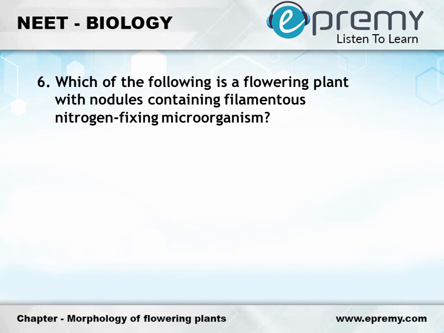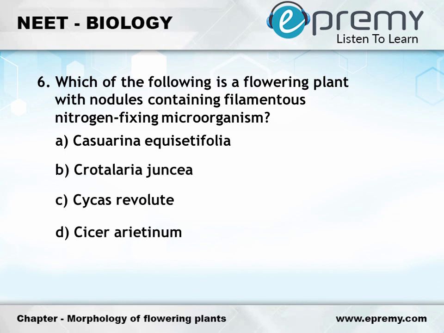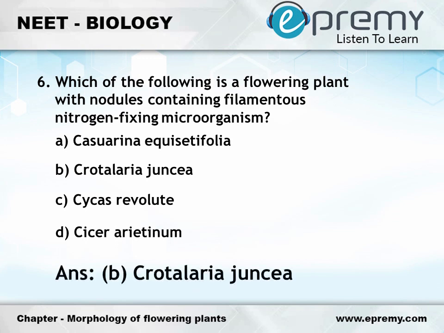Question number 6. Which of the following is a flowering plant with nodules containing filamentous nitrogen-fixing microorganism? Option A, Casuarina equisetifolia, option B, Crotalaria juncea, option C, Cycas revoluta, option D, Cicer arietinum. The answer is option B, Crotalaria juncea.